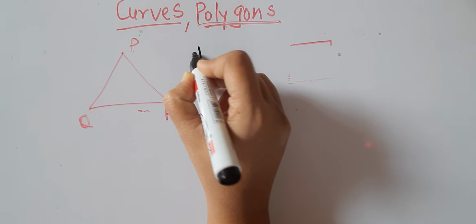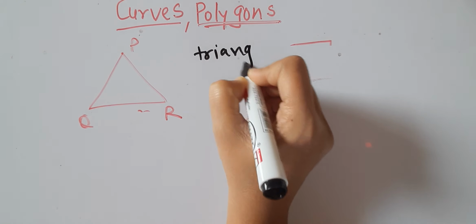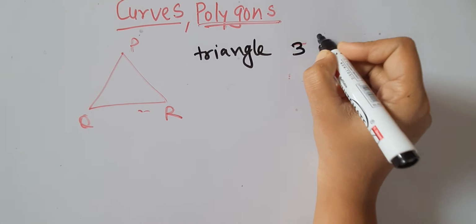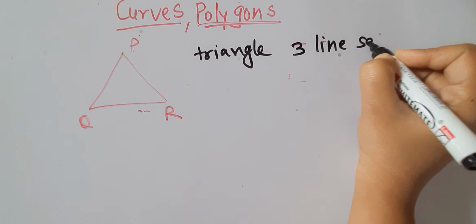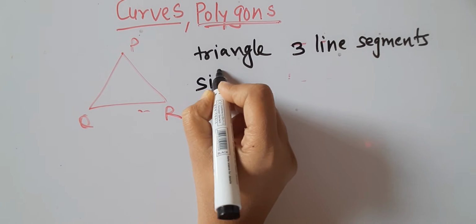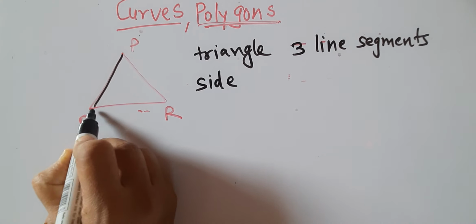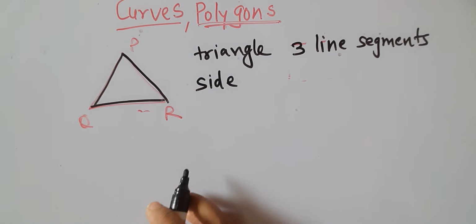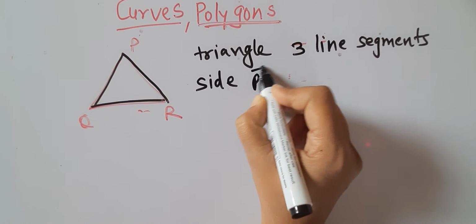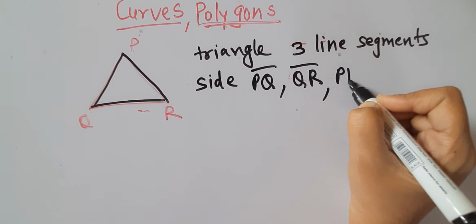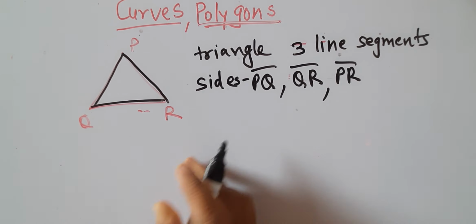So triangle is a polygon which is made up of 3 line segments. Here triangle is made up of 3 line segments. And what are the sides of a triangle? Sides are PQ, QR, PR. These are the sides of the triangle. And how do we write it? PQ, QR, PR. These are the sides of the triangle.